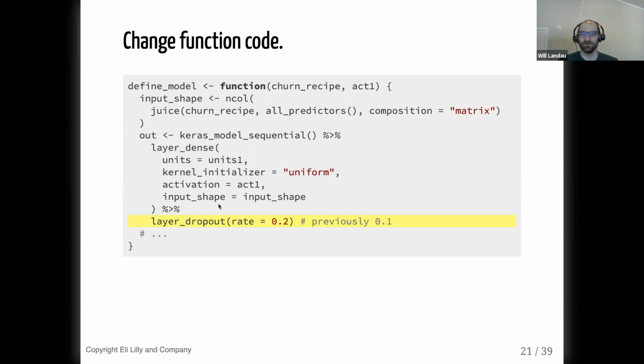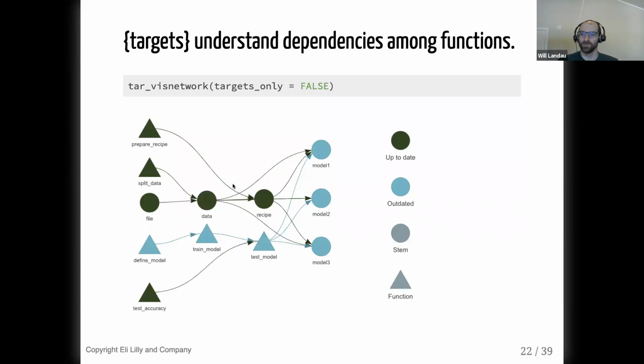Likewise, if you change a function. So this is one of the functions that defines our deep neural net. And suppose we want to tinker with some of the model hyperparameters, like the dropout rate in this dropout layer. So targets will notice. And this is one of the reasons why it's really helpful to program in terms of functions, because targets understands how functions work and how they're nested. So this is the same graph, only it shows the custom functions that you've written for the workflow.